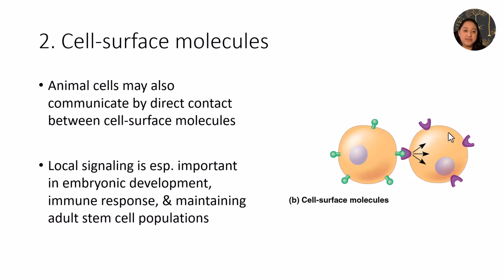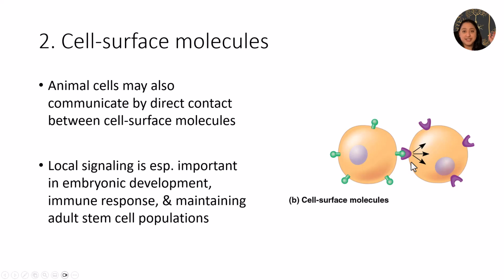The second method of direct contact local signaling is through cell surface molecules. So cells can be close to each other, and then instead of being physically connected by a tunnel, a cell surface molecule comes in direct contact with the molecule on this cell's surface. So animal cells can also communicate that way by direct contact between their cell surface molecules.